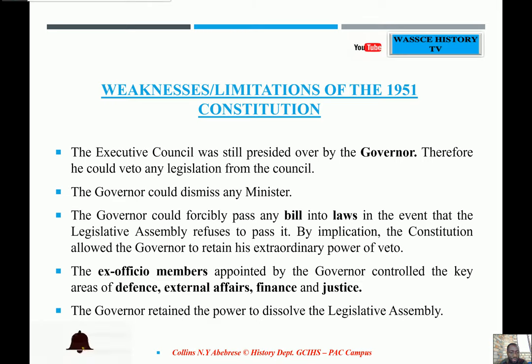Good. Now, the ex-officio members appointed by the governor also controlled the key areas of defense, external affairs, finance, and justice. So, yes, the ex-officio members that were appointed by the governor controlled the key areas, which is also a problem, because it means that the Ghanaians who were elected were just a mere show, they were not really doing much. The governor also retained the power to dissolve the Legislative Assembly, the whole entire assembly, people that have been appointed. Gosh, that was also not a good thing.